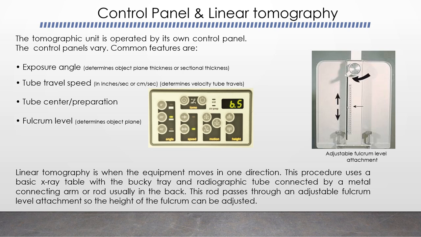Linear tomographic setup. Linear tomography is when the equipment moves in one direction. This procedure uses the basic X-ray table with the bucky and the tray, and the radiographic tube connected by a metal connecting arm or rod, usually in the back. This rod passes through an adjustable fulcrum level. The height of the fulcrum can be adjusted. The total distance an X-ray tube travels is termed a tomographic angle.